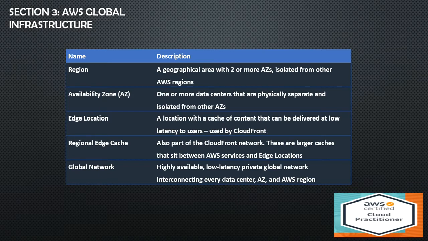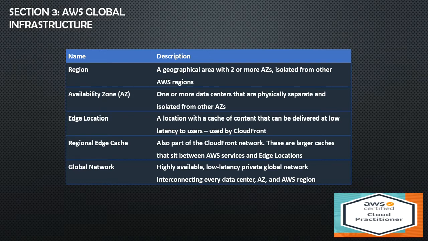Next is the regional edge cache. Also, this is part of the CloudFront network, and these are larger caches that sit between AWS services and edge locations. So basically, you can think of them as bigger edge locations or bigger caches, right? So you can think of them as parent edge locations.